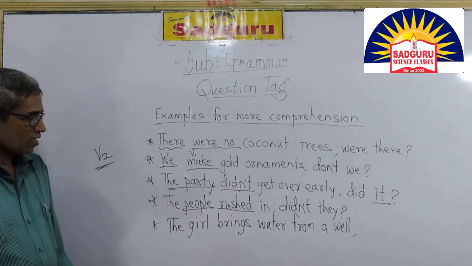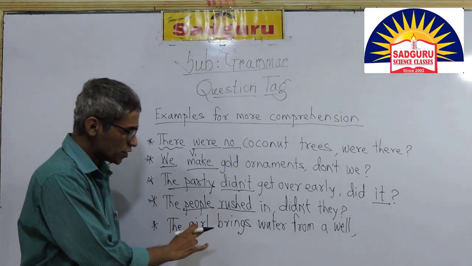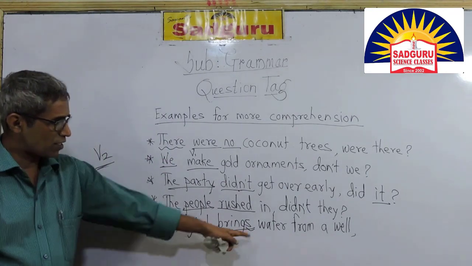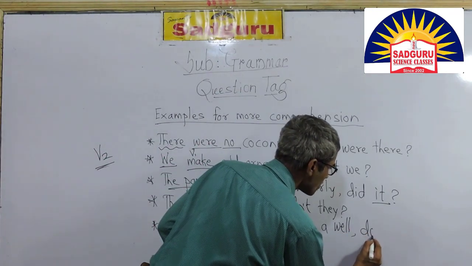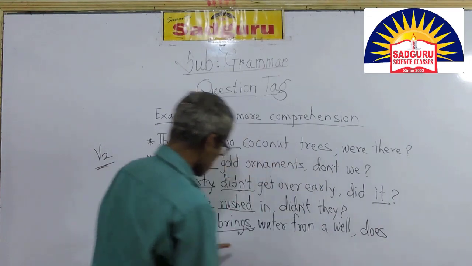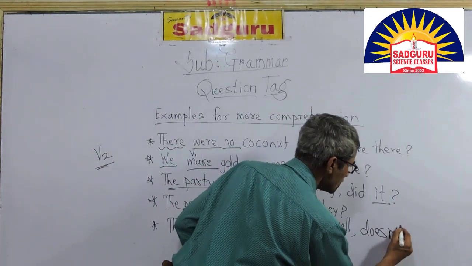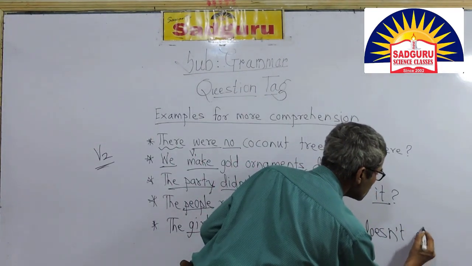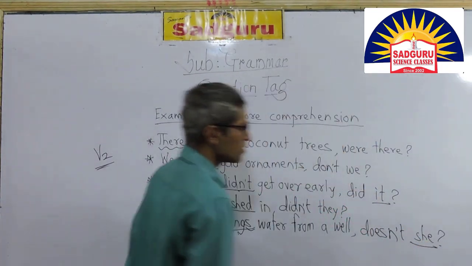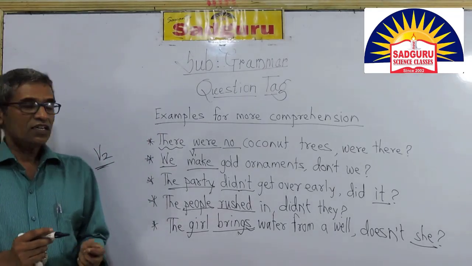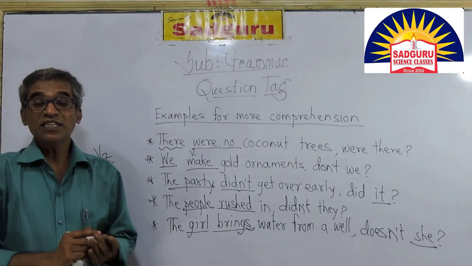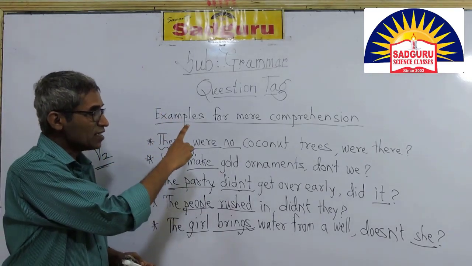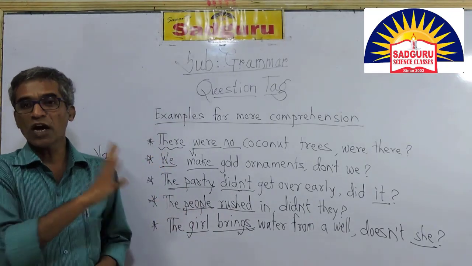In the last sentence, there is no auxiliary. The sentence is positive. So first find out the auxiliary. There is V1 plus S. So you have to take does. The sentence is positive, make it negative, doesn't. And the girl, one female, is she. This is the pronoun. So now you know that making question tags is very easy if you look for some particular things, auxiliary and subject, which is always a pronoun.